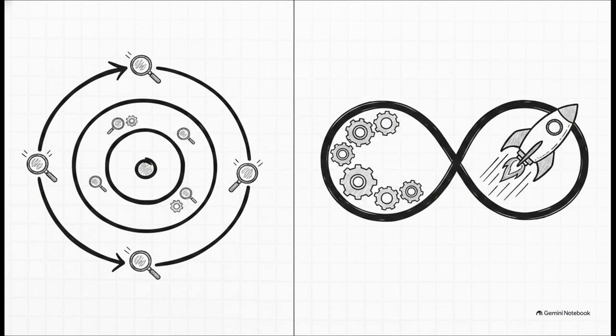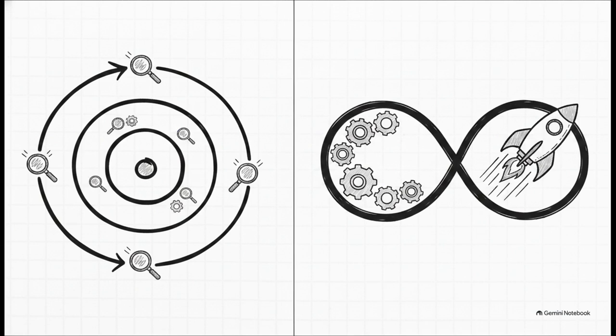Rounding out our 4 models, we have Spiral and DevOps. Spiral is kind of fascinating because it's a heavily risk-driven process. It mixes the structured nature of waterfall with iterative prototyping. You literally spiral outward, doing continuous risk analysis at every single loop, which makes it ideal for those massive, high-risk, complex projects.